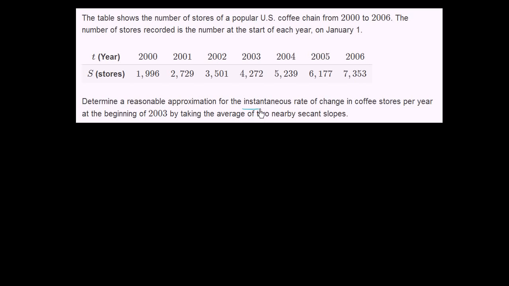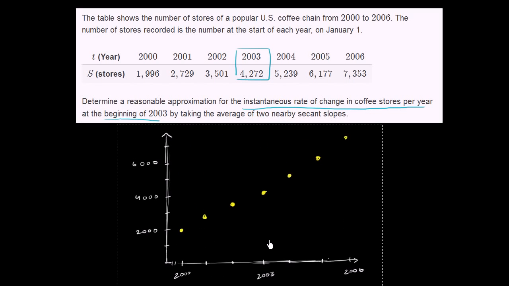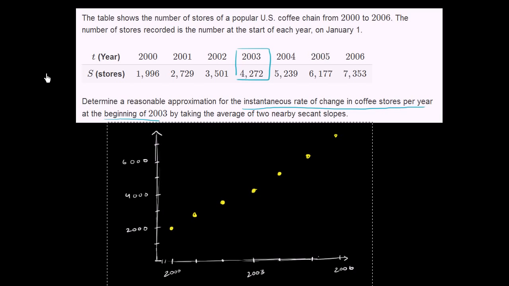for the instantaneous rate of change in coffee stores per year at the beginning of 2003. So we care about 2003 by taking the average of two nearby secant slopes. So let's visualize this. So this right over here, I've plotted all of the points. And let me make sure that the axes are clear. This horizontal axis, this is my t-axis. This tells us the year. And then the vertical axis is the number of stores. And we could even say that it is a function of time.